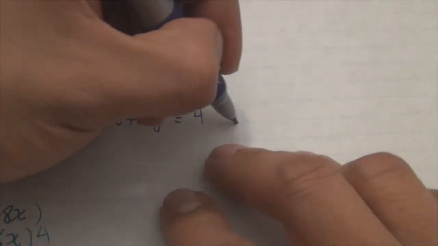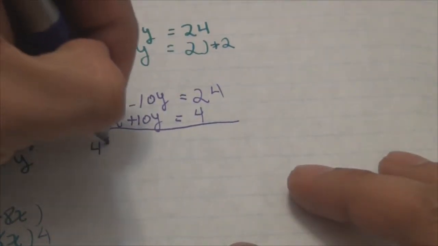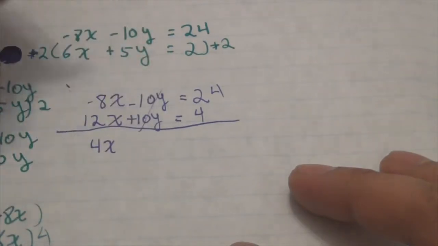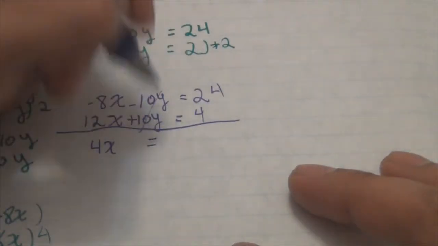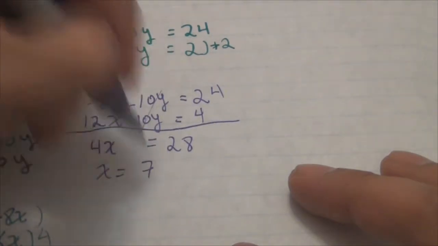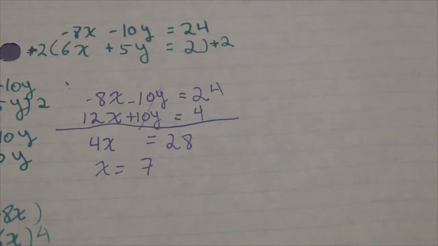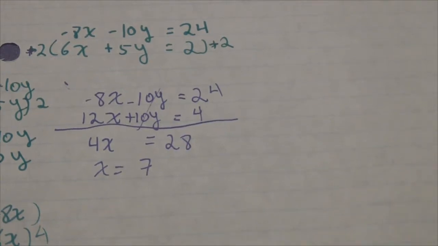Okay, now let's just add them up. So negative 8 plus 12 is 4. So that's 4x. These two cancel out because they're opposites. And then this is 28. Now divide by 4 and x becomes 7. Okay, and now to find the y, easy.